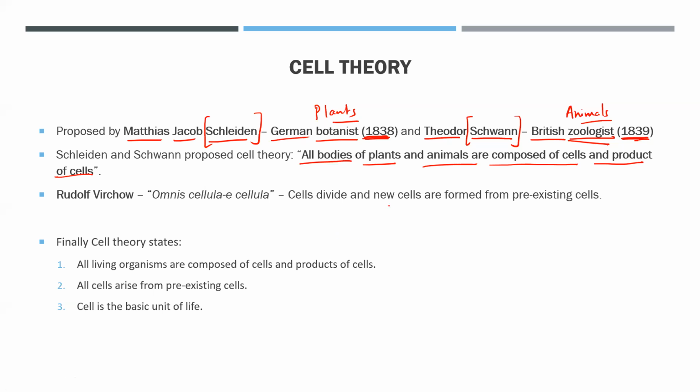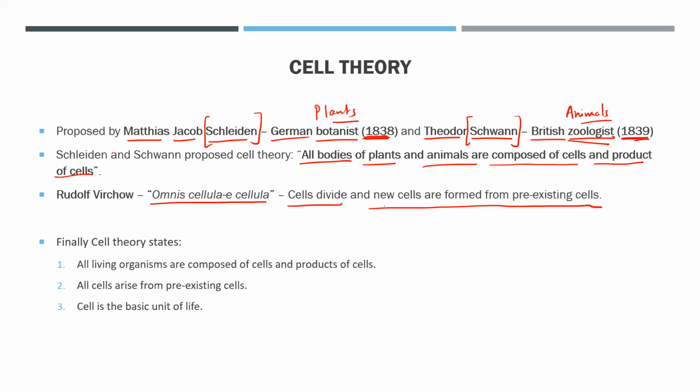Okay. So after that, there was a different scientist, Rudolf Virchow. He gave a statement, omnis cellula e cellula. If we translate this statement into English, we find cells divide and new cells are formed from the pre-existing cells. So Rudolf Virchow finally completed the cell theory.